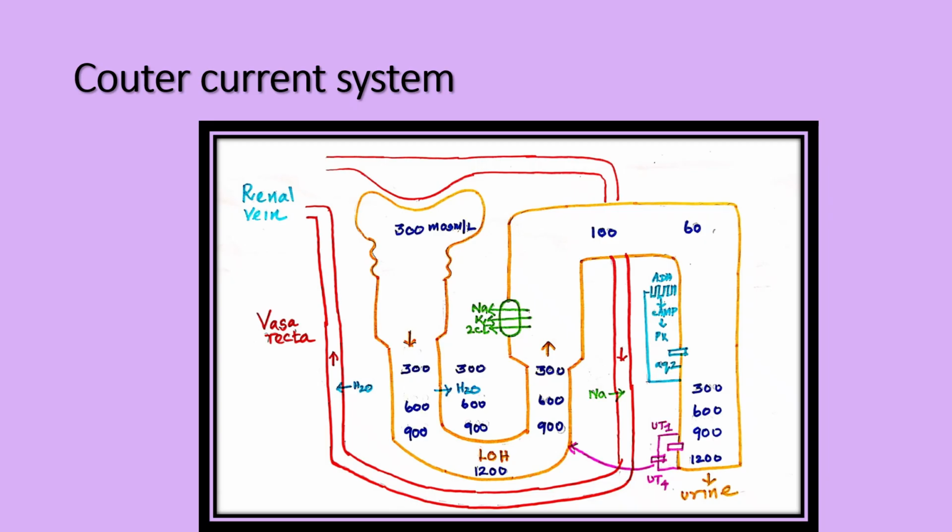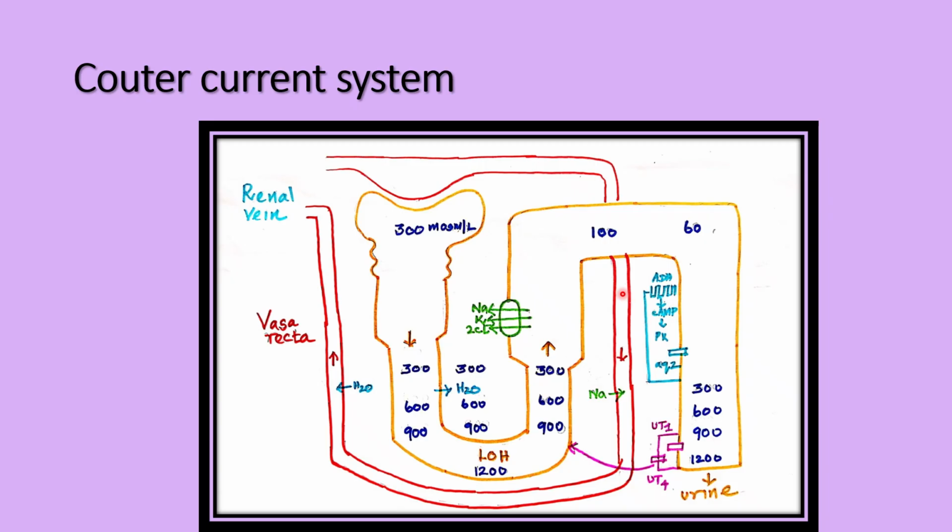The countercurrent system consists of two closely arranged parallel tubes. The flow should be in the opposite direction. In the nephron, the loop of Henle and the vasa recta are both closely present as parallel tubes, but the flow is in opposite directions. So the loop of Henle acts as the countercurrent multiplier. The vasa recta acts as the countercurrent exchanger.